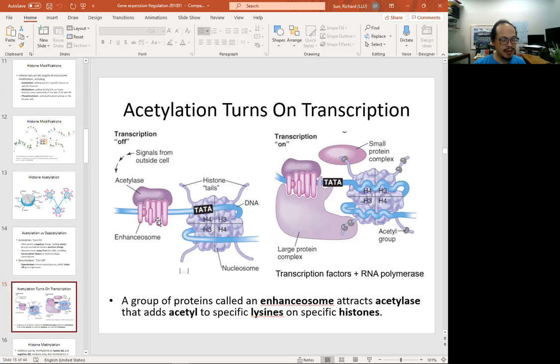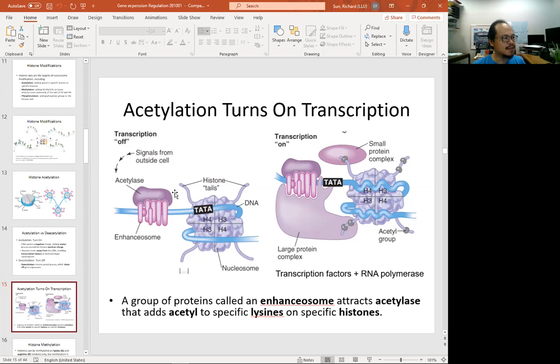This one shows you how it works. Basically, we have this enzyme called acetylase combined with the enhanceosome. This basically attaches to the enhancer sequence in the gene. We didn't really talk about that, but you know the idea. And then they will add the small protein complex, and that will cause the acetyl group to attach to the histone tail.